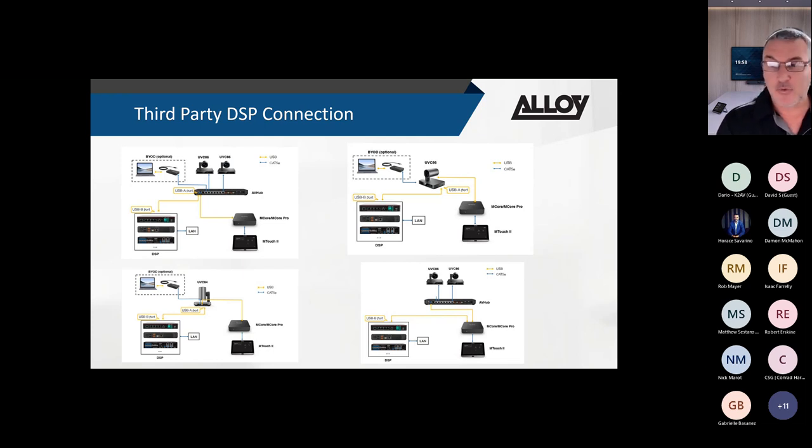So if you do want to use a third-party DSP with the UVC-84, same connection as the 86. So via that USB-A port on the UVC-84. Now, alternatively, what we can do, on that last bottom right image, is we can just connect the DSP directly to the PC. Doesn't have to go via the camera or the AV hub.